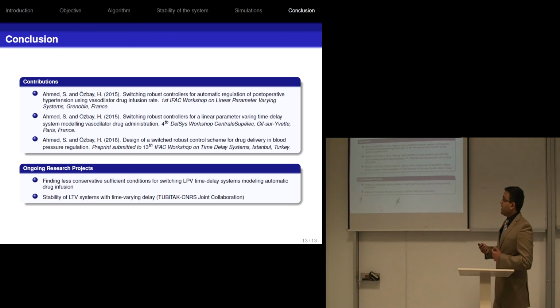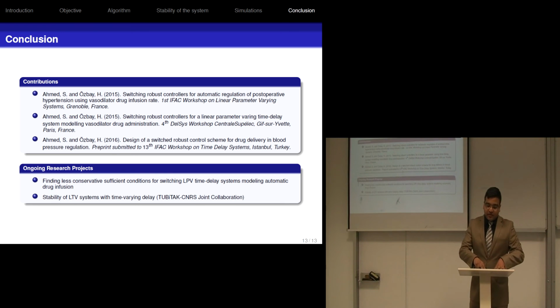Second, we have just started working in January on the stability of LTV systems with time varying delays. It's a basic collaborative work of Tubitak and CNS.